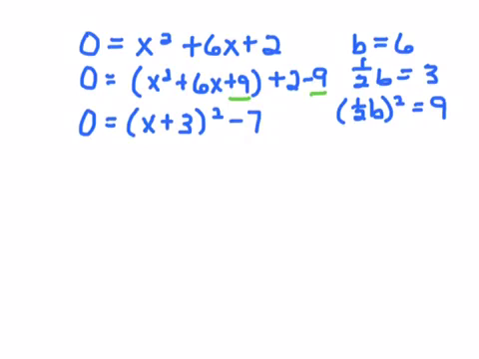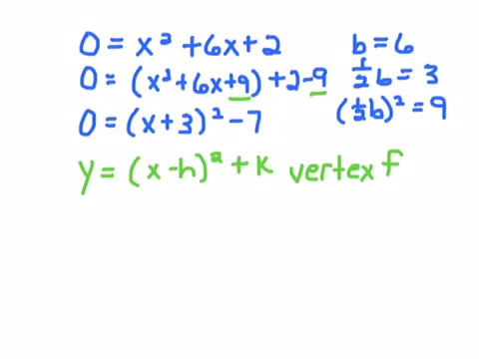The whole point of this method is that if we can write our equation in this form, with a binomial squared and then plus a constant, and we're going to call that constant k, then that form is called vertex form. This is known as the vertex form of a quadratic. In the vertex form of the quadratic, the letters h and k stand for your vertex.